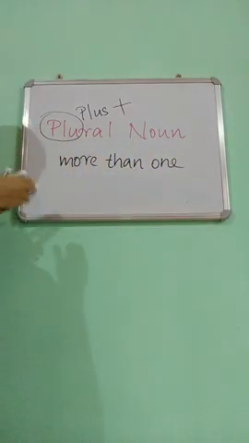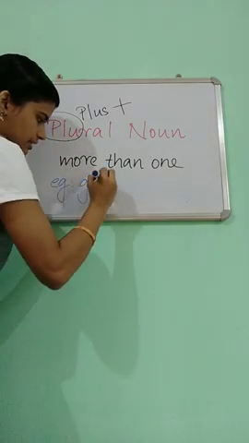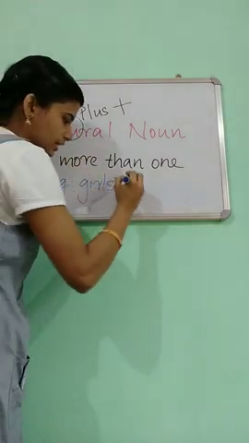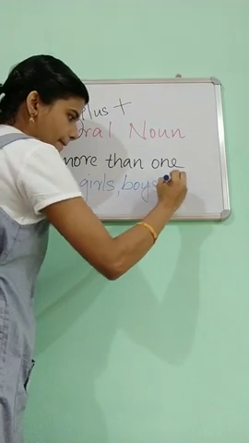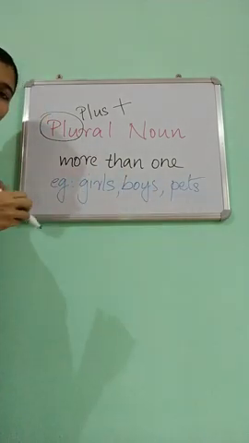For example, girls. Girls means there are more than one girl. Girls, boys, pets. Okay. All these are plural nouns. Now, let's learn how to change a singular noun to a plural noun. Let's learn 4 rules in changing a singular noun to a plural noun. It's very simple. Please listen to me carefully. You can write it down in your notebook if you want. Okay?